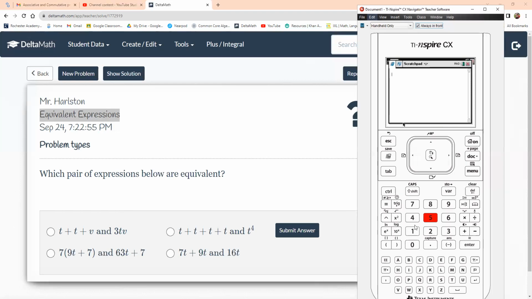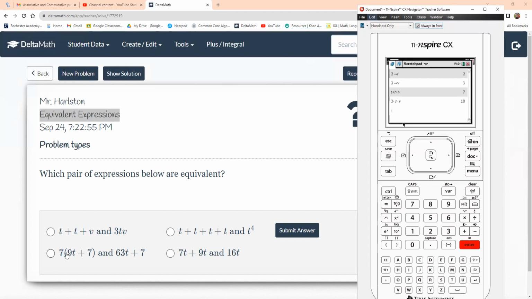So I'm gonna put in 2 for T, and then I'm gonna put in 3 for V. All right. Now, if these two are equivalent, they should give me the same number when I key them both in. So I'm going to go T plus V gives me 7. And then if I do 3 T, and I have to put a multiplication between those two variables, it says 18. So this one is not the answer.